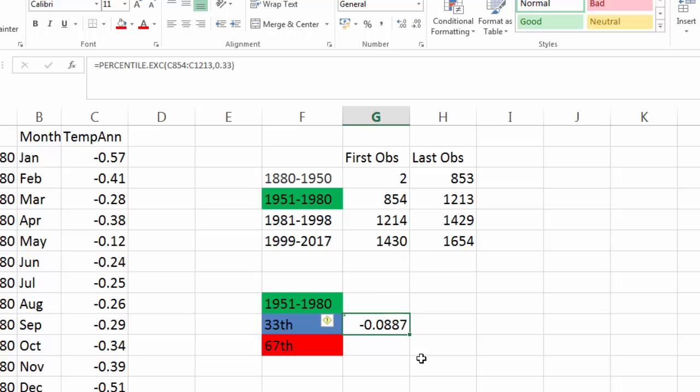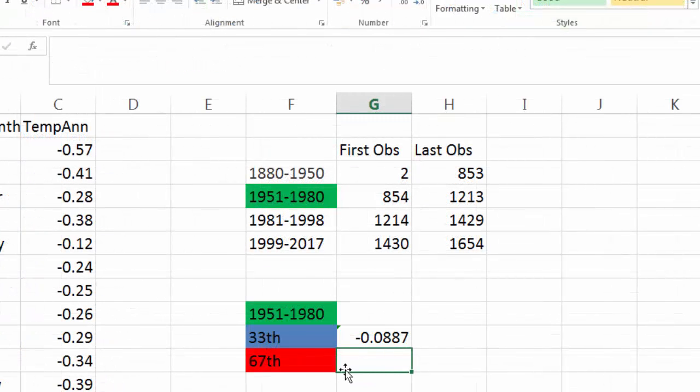And here's your observation. So what does that number mean? Negative 0.0887. That means for that reference period, a third of observations are smaller than that reference number. So a third of the monthly temperature anomalies are smaller than negative 0.0887.